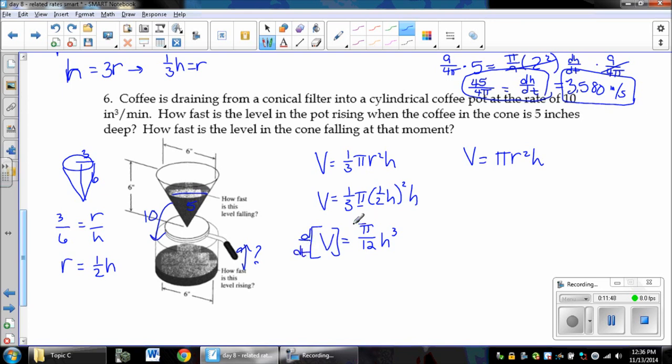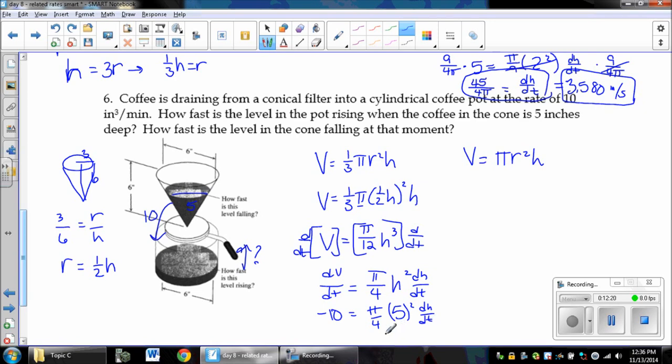All right, and this is definitely changing with time, so if we take the derivative of both sides, I get dV/dt equals pi over 4, because it would be 3/12, pi over 4 h squared dh/dt. And what's dV/dt for the cone? Well, the water's dripping out of the cone, so dV/dt for the cone is technically negative 10. Pi over 4, h is 5. dh/dt will tell me how fast this water level is dropping.